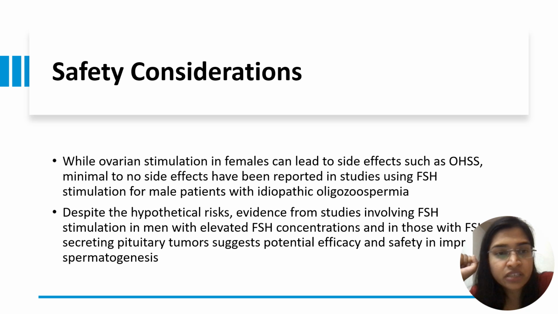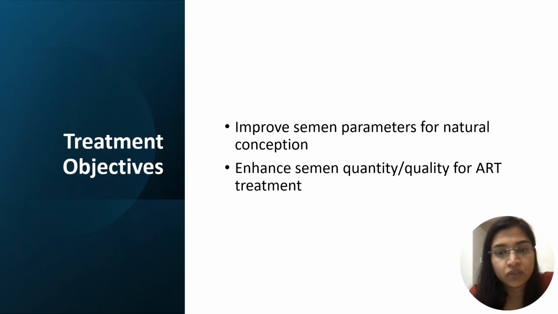If we talk about safety considerations, while ovarian stimulation in females can lead to side effects such as OHSS, minimal to no side effects have been reported in studies using FSH stimulation for male patients with idiopathic oligospermia. Despite the hypothetical risk, evidence from studies that involve FSH stimulation in men with high FSH concentration and those with FSH secreting pituitary tumors suggests potential efficacy and safety in improving spermatogenesis. Overall, the Aphrodite criteria treatment objectives are to improve semen parameters for natural conception and to enhance semen quantity or quality for ART treatment.